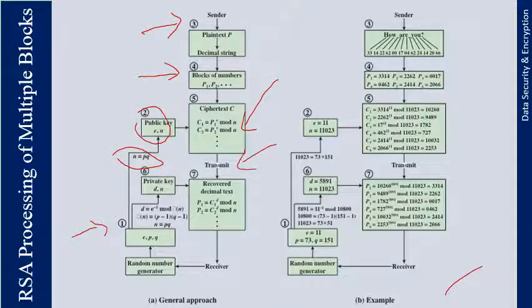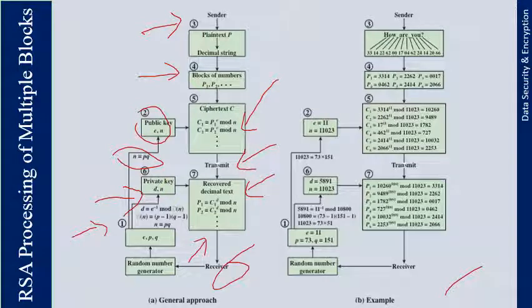Next process is transmitting to the receiver, and the receiver has its private key in the form of D and N, and it recovers the text from the C to the original P, and the receiver gets the final text.